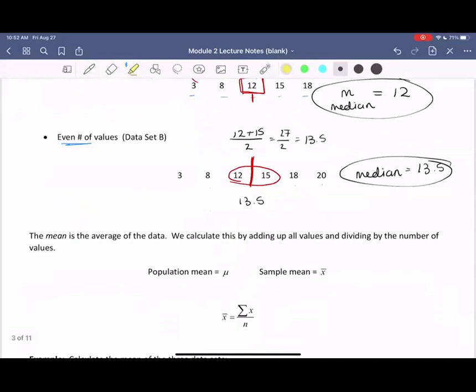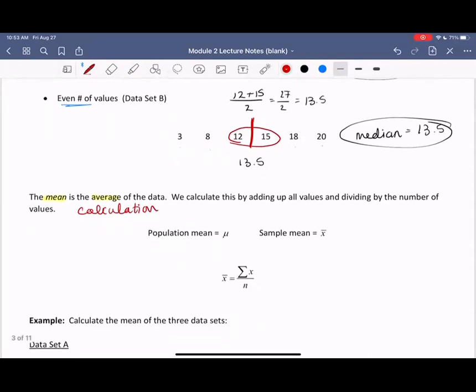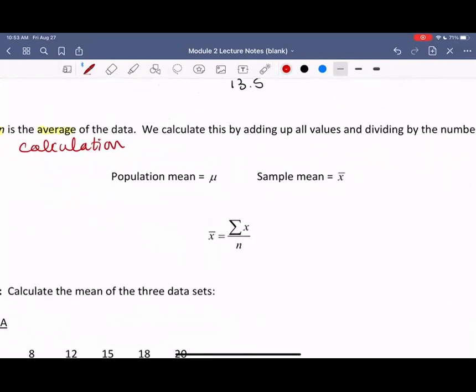The next measure of center that we often use is called the mean. The mean is the average of the data. Often we refer to that as the mean, often the average. It's different words for the same thing. We calculate this by adding up all of the values and dividing by the number of values in our data set. To compute this value, we need to make a calculation. We're also going to look at how to do this using technology. But here is the calculation that we use to find that mean or average.